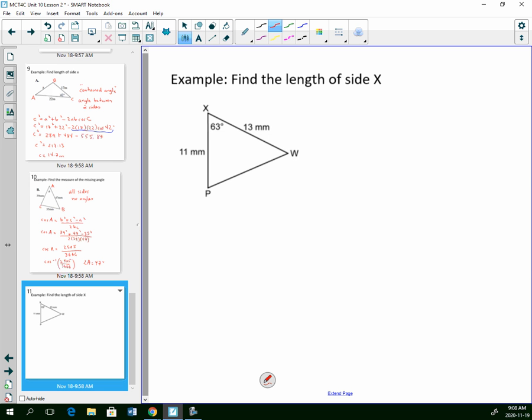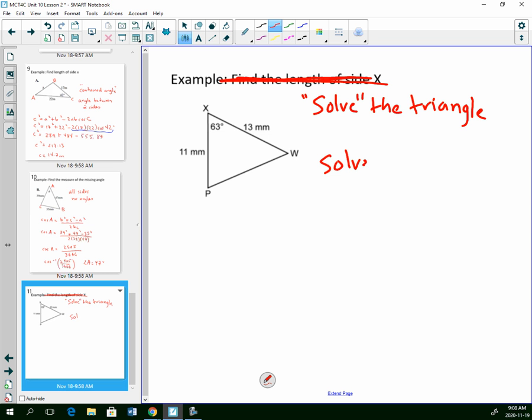I'm going to stop there for now. The other part of some of the questions is solving. Let's just do this one here. If you see a question that says solve, it means find all missing sides and angles. So solve means find everything that's missing.